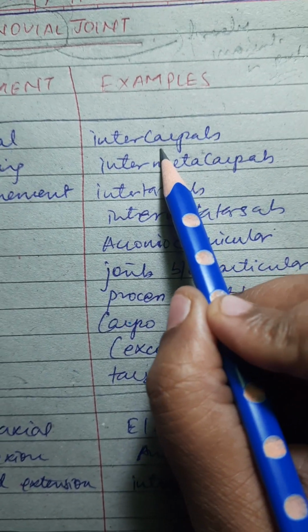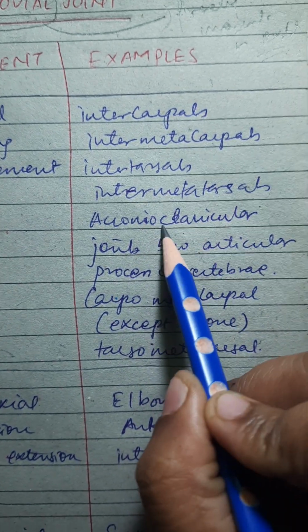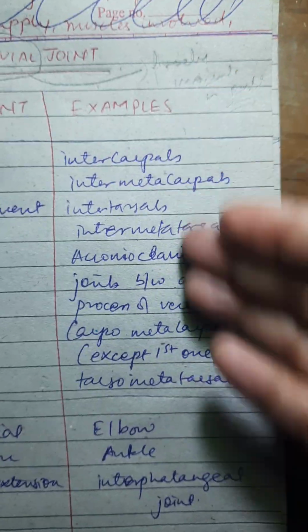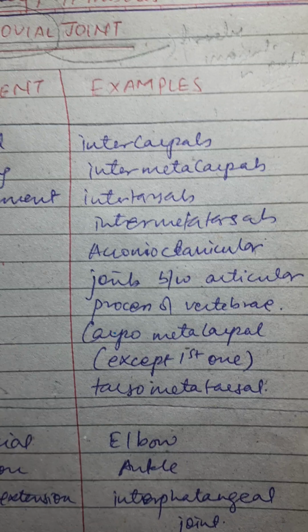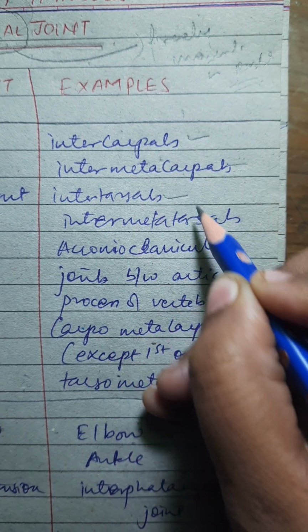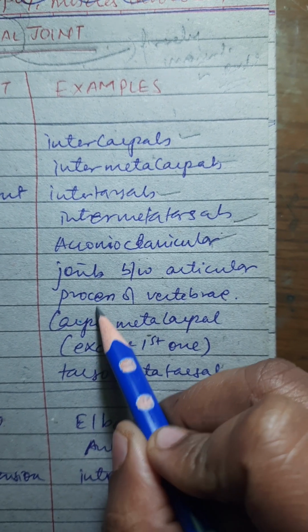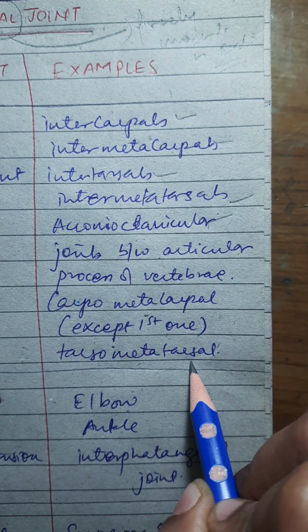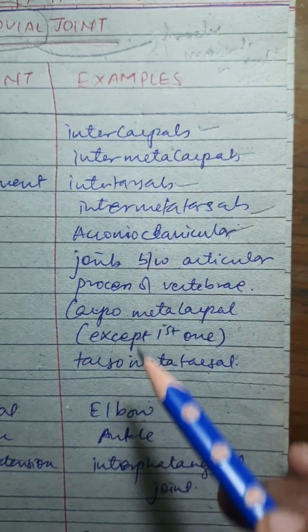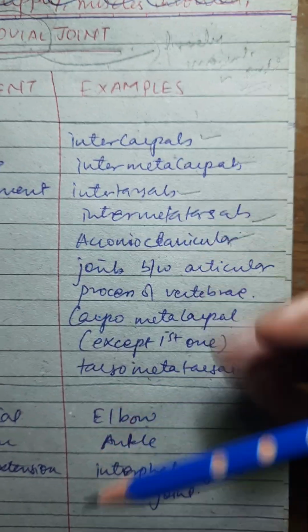Examples इसके हैं intercarpals, intermetatarsals, metacarpals, intertarsals, acromioclavicular. सो ये सारे जो एग्जाम्पल्स हैं इसमें से आप अपने हिसाब से जो भी आपको सबसे ज़्यादा इजी लगे आप उसको याद कर सकते हो. According to me you can learn intercarpals, intermetacarpals, intertarsals, intermetatarsals, acromioclavicular joint, and over here we have tarsometatarsals, carpometacarpals except the first one. So you have one from the upper limb, one for the lower limb. Accordingly you will have, right?